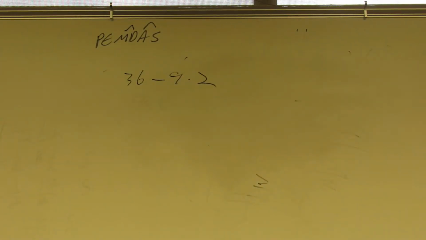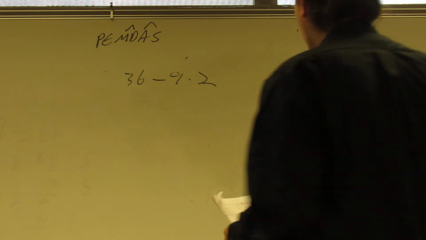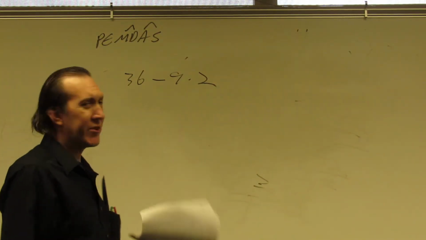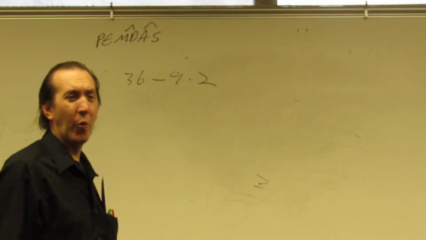Okay, so the first part of the test one, first question is going to be something like 36 minus 9 times 2. We have to do it in order of operations, so we do the multiplication first. 36 minus 18 is going to equal 18.